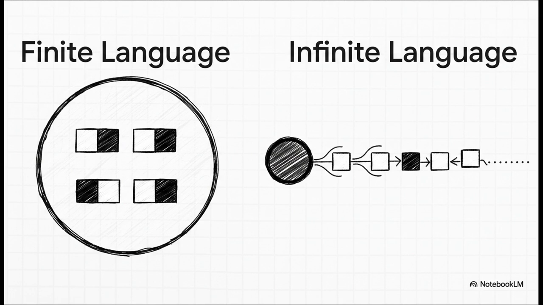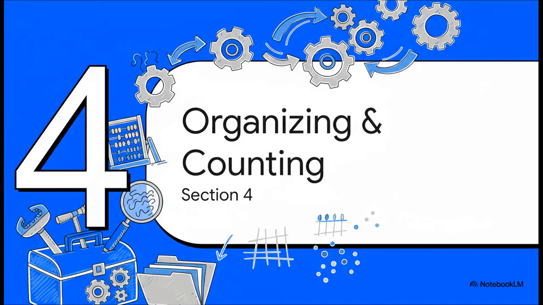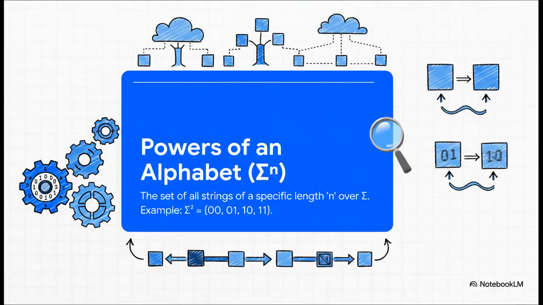Well, that list just goes on forever. Section 4, organizing and counting our creations. We've established what strings and languages are. Next up, we need some power tools to help us organize, categorize, and count these creations in a more formal and, well, powerful way. This is called the powers of an alphabet.